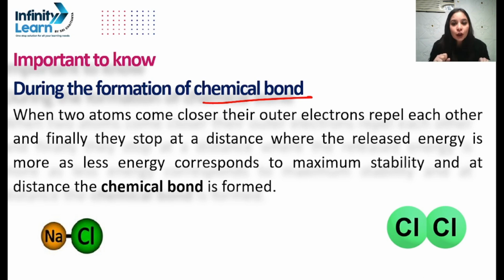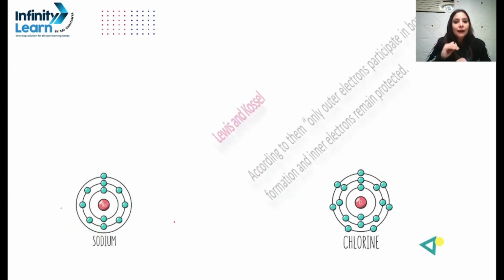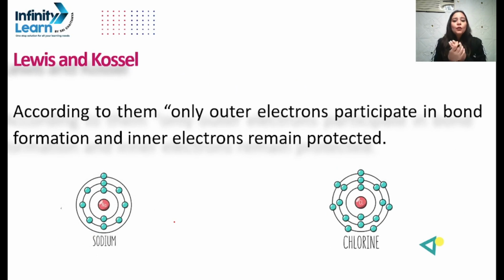And the distance is called the internuclear distance, which is the bond length. Got my point? So whenever any kind of bond is formed, the atoms approach, but they are stopped at a certain distance where the repulsions are minimized and stability is maximum. At that distance, the chemical bond is formed, and that particular distance is taken as the bond length.